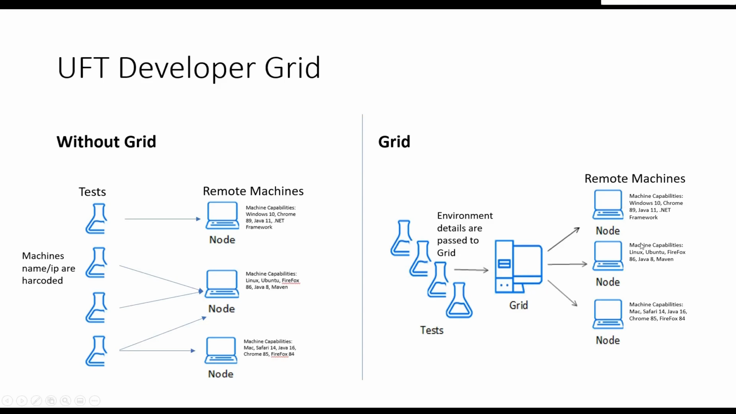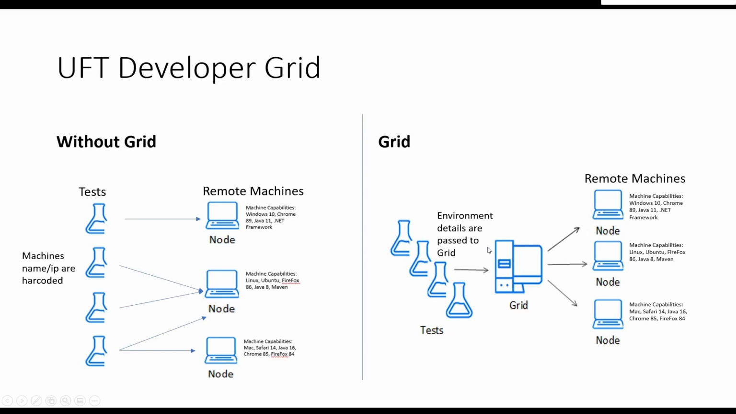Now in the remote nodes, you basically configure different machine capabilities. Each node will have a unique set of machine capabilities. And what you then do is you register this node in the grid. Once this is done, you can then run all of your tests. Each of the commands from your test scripts will be passed to the grid, and the grid ensures that it chooses the right machine in which those capabilities exist, and it executes those scripts in those machines.